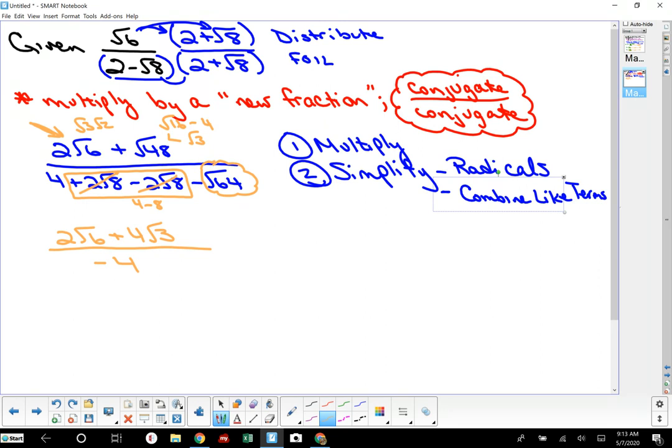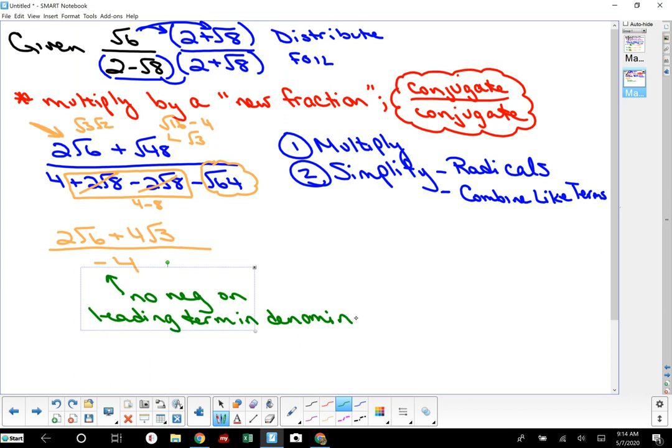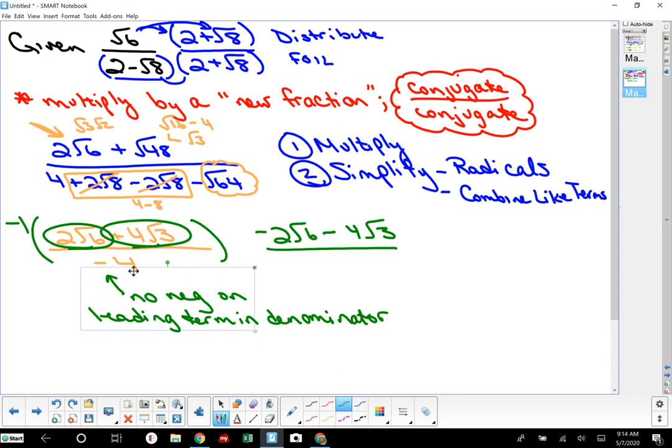All right, now, in this one, you can't have a negative on the leading term in the denominator. So essentially what happens is you're going to multiply this whole thing by negative 1. So it will change the sign here to a negative. It will change the sign here to its opposite of whatever it might be. In this case, that's going to be a negative. And it will change the sign here to its opposite, making that positive.